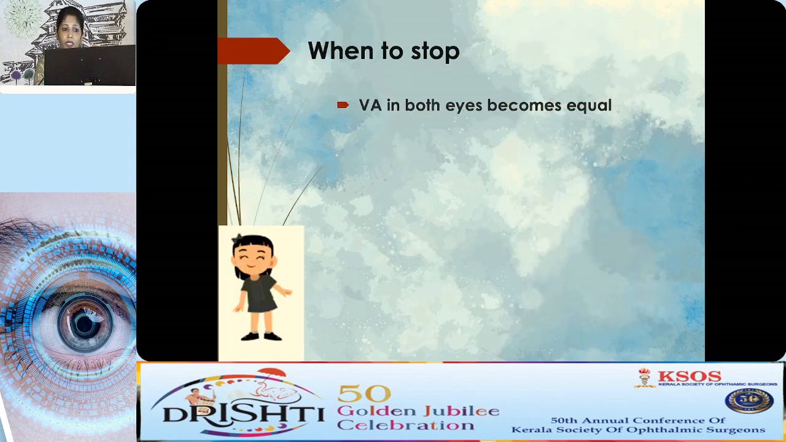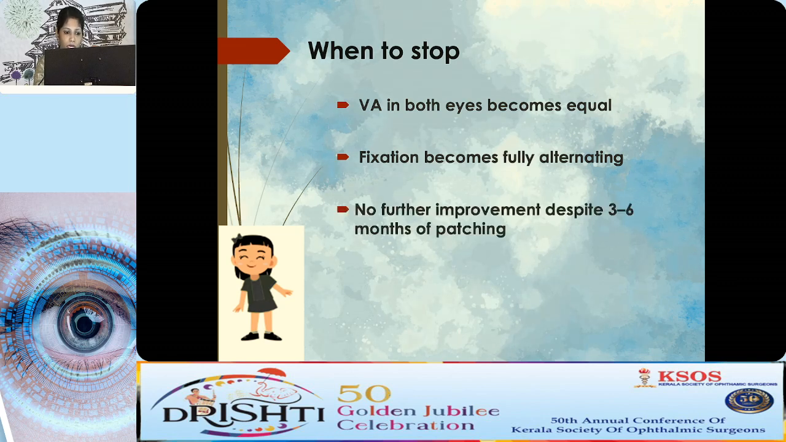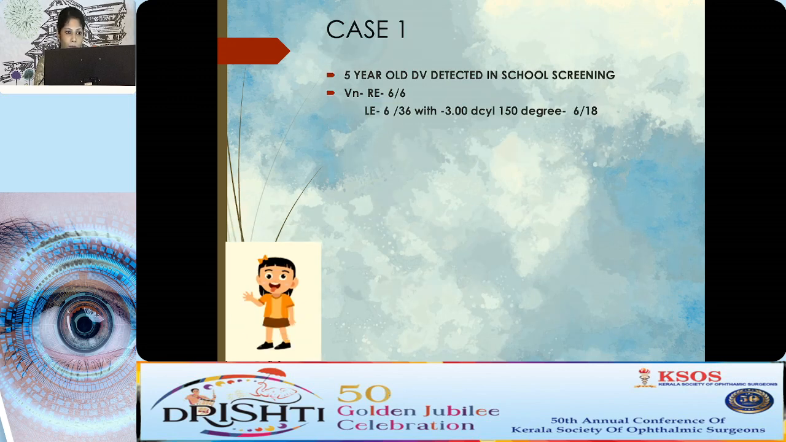And when to stop? When the visual acuity in both eyes becomes equal, or in case of strabismic amblyopia, when the fixation becomes fully alternating, or there is no improvement despite 3 to 6 months of patching. And when you stop patching, gradual tapering should be done rather than stopping abruptly.